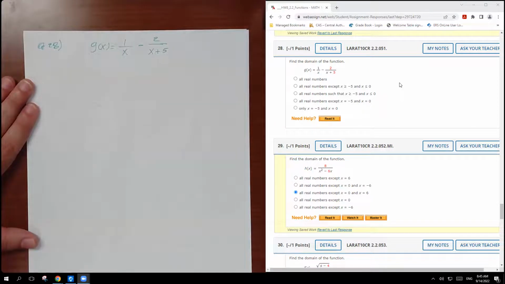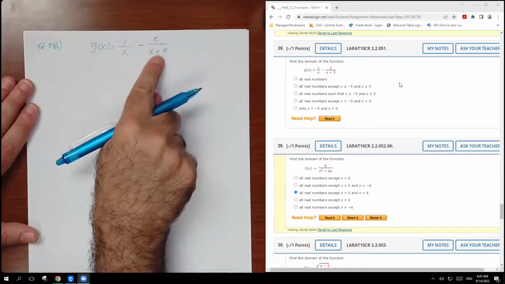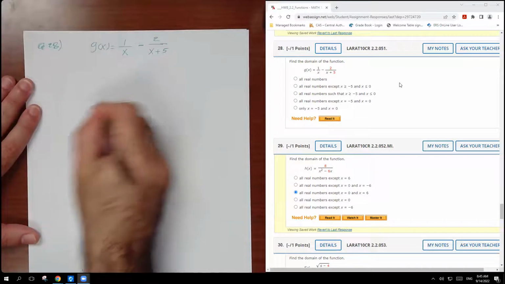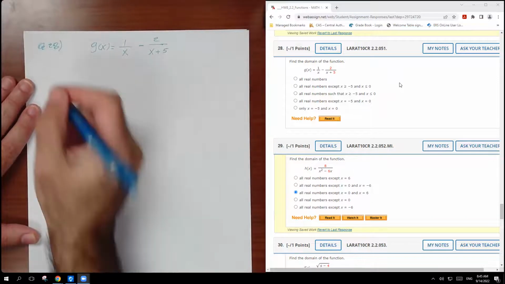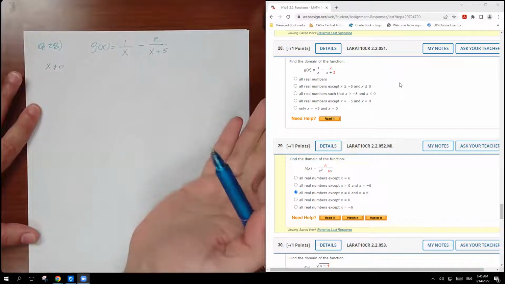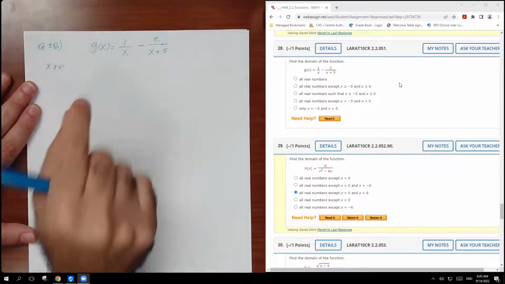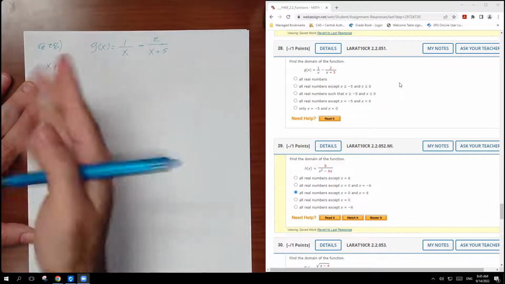How are we going to find the domain? This part is a rational and this part is a rational. So what I'm going to do is take each part and set it equal to 0. For this one, x is not equal to 0, that's it. That means I can't keep x equal to 0 in the domain. I have to take the 0 out.